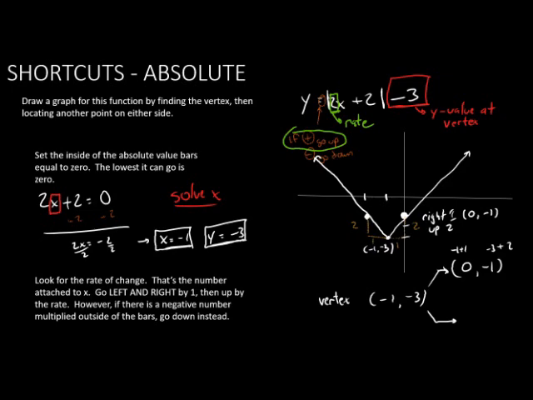If instead we go left, we will be going left by 1 and up by 2. To find our new point, we'll have -1 from before, and then minus another 1 if we're going left. This will give us -2 for our new x. And then our y in the vertex was -3. If we go up by 2, we'll have -1. Therefore, this point on the left will be -2, -1. And so this is how we draw an absolute value graph without plotting a lot of points.